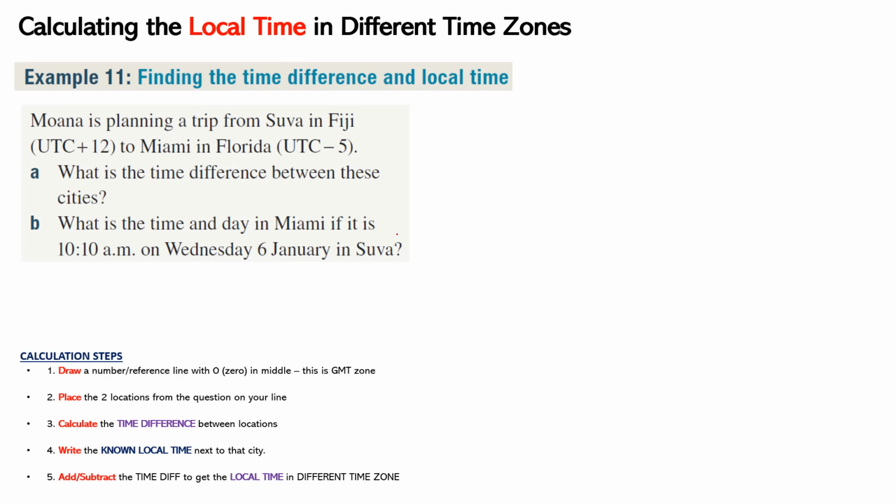On to our second and last example. Moana is planning a trip from Suva in Fiji, that's at +12, to Florida at -5. So if we start off with our number line, Florida's at -5, we'll call that F, and Suva is at +12. What is the time difference between the cities? Well, just like the previous example, there's 12 hours between Suva and the Greenwich Meridian, and there's 5 hours between Florida and it. So if we add those together, 5 plus 12 would give us a 17-hour time difference.